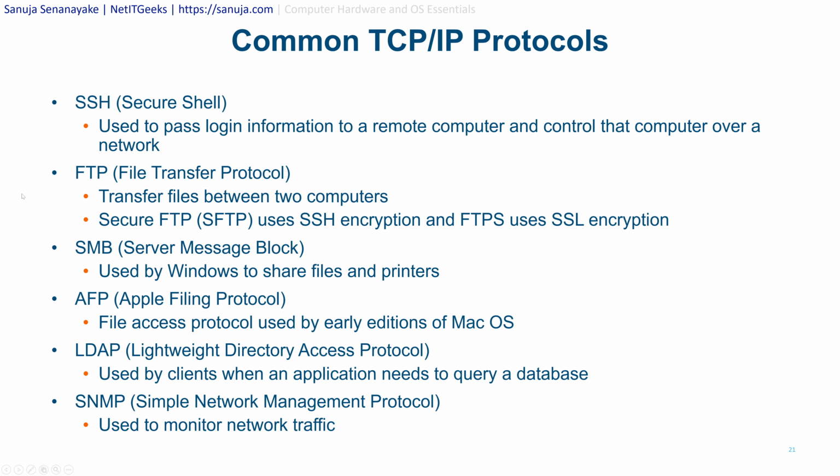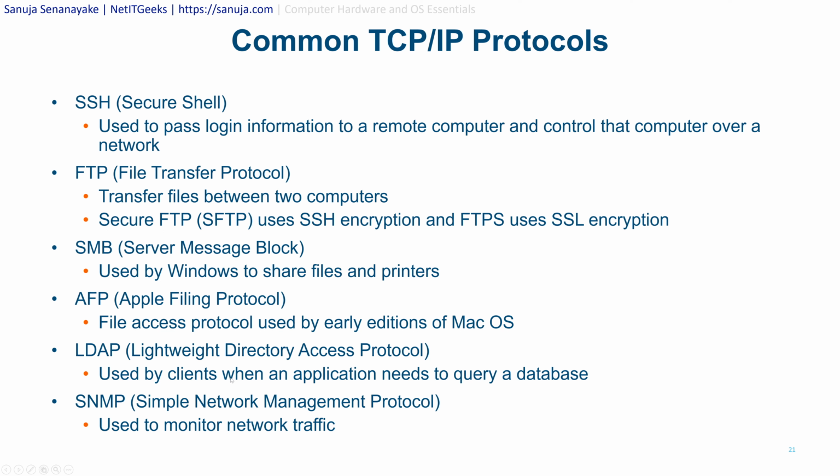SMB stands for Server Message Block, which is used by Windows to share files and printers. SMB is often implemented on file servers within an enterprise or home network to access files or printers within the LAN. AFP, which stands for Apple Filing Protocol, is the file access protocol used by the earlier editions of Mac OS that is currently considered legacy and no longer in use.